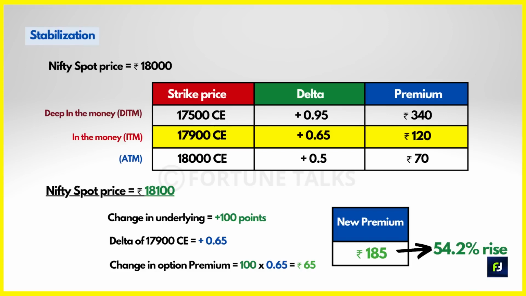the change in premium for the 17,900 call option will be equal to 100 multiplied by 0.65, which is equal to 65 rupees. So the new premium will be equal to 120 plus 65, which is equal to 185 rupees, which is a 54.2% rise. While in case of the 17,500 call option, the premium change will be equal to 100 multiplied by 0.95, which is equal to 95 rupees. So the new premium will be equal to 340 plus 95, which is equal to 435 rupees, which is just a 28% rise in premiums.